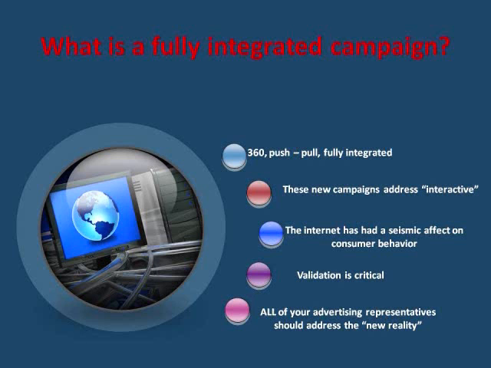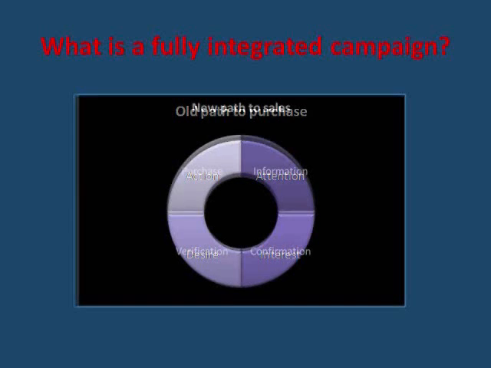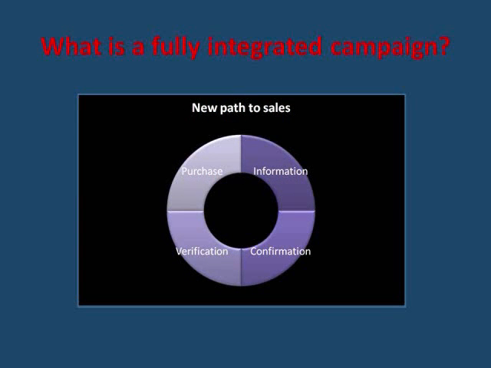Let's take a look at what we're talking about. In the past, marketers used a formula, AIDA, to track the path to purchase, and that stood for attention, interest, desire, and action. We used to use mainstream advertising like radio, newspaper, and television to get their attention. We advertised enough times with frequency to pique their interest. Enough of that interest turned to desire, and then eventually they would buy. Now there's a new path to sales with the advent of the internet, and we feel it looks more like information, confirmation, verification, and purchase.